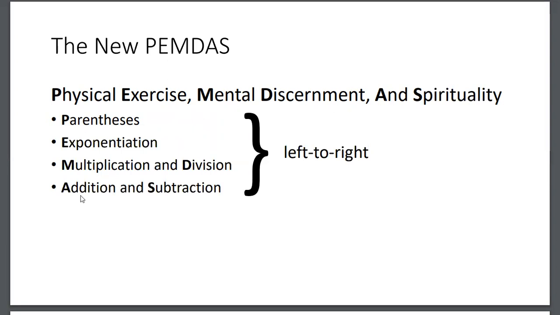Here I've listed the mathematics. Parentheses come first, then exponentiation. After that, multiplication and division at the same level of precedence. It's not one before the other. And next, addition and subtraction at the same level. And all of this takes place in a left to right manner.